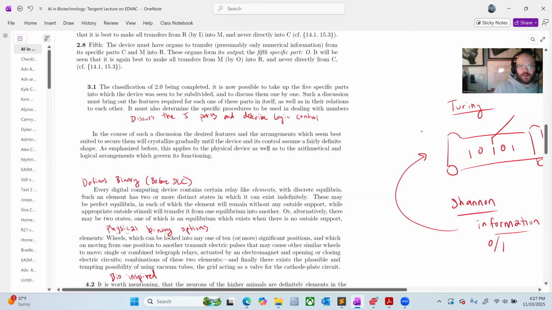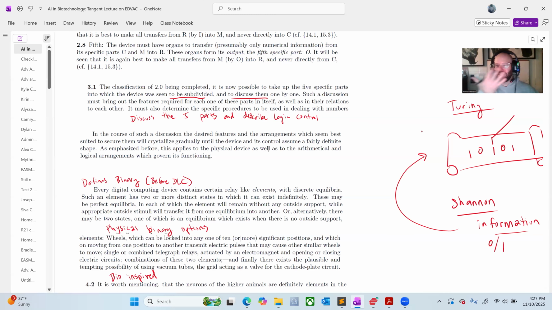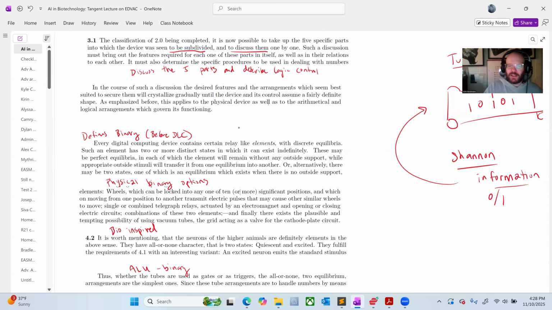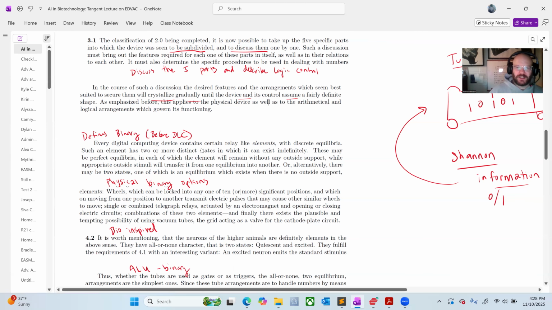Then he says for the rest of the paper, so I've now described the 5 components that you need to make the first computer happen. Now I'm going to describe them one by one, and I'm going to tell you how to build them. It's what this guy says. Again, it's very interesting to read these writings because he says, just the act of writing this out will cause them to crystallize gradually until the device and its control assume a fairly definitive shape. So he's literally typing this out. He's inventing the first computer from his mind, spitting this out into the universe, which is just very interesting.